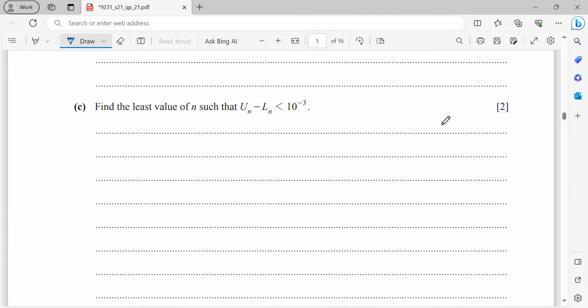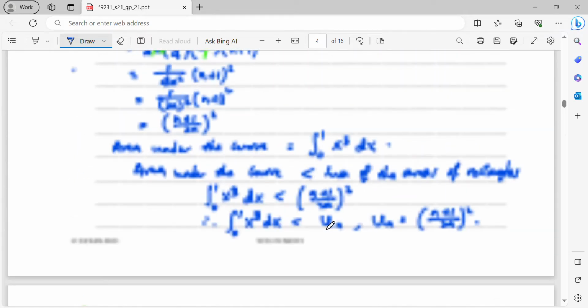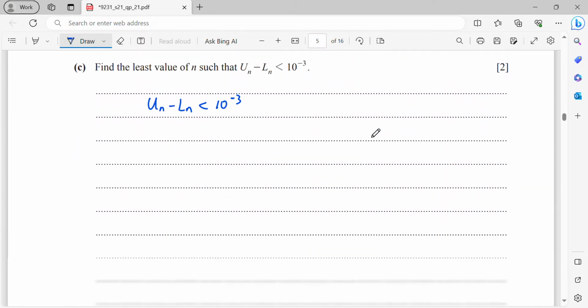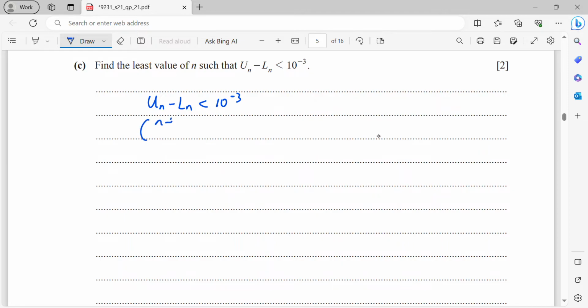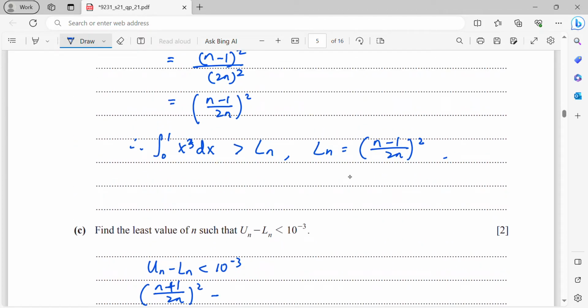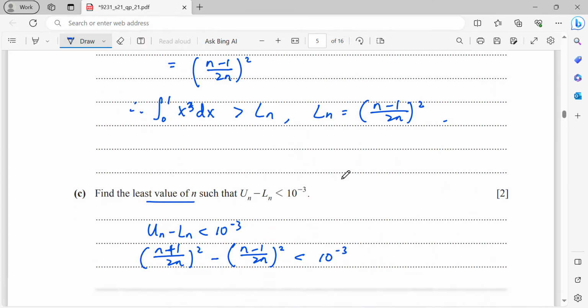Now part C, find the least value of n such that Un minus Ln is less than 10 power negative 3. The Un is the upper bound from the first part, which was n plus 1 over 2n squared. Minus the lower bound, which is this expression, n minus 1 over 2n squared, less than 10 power negative 3. And now we need to find the least value of n.